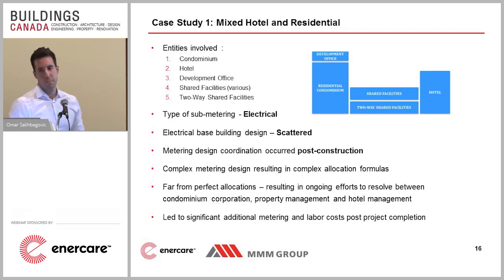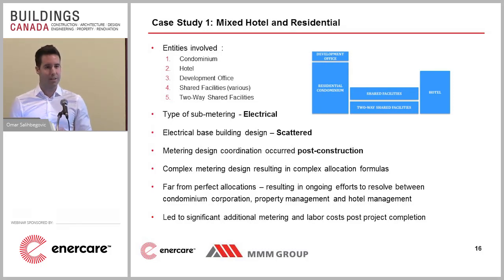What did we provide for this project? We provided electrical sub-metering in suite and common area, nothing mechanical. You'll see that in my subsequent case studies. The metering design coordination happened post-construction. What happened for this project was we did come in pre-construction, but it was decided that we would meter the common area in bulk, and then we would distribute the common area based on square footage.